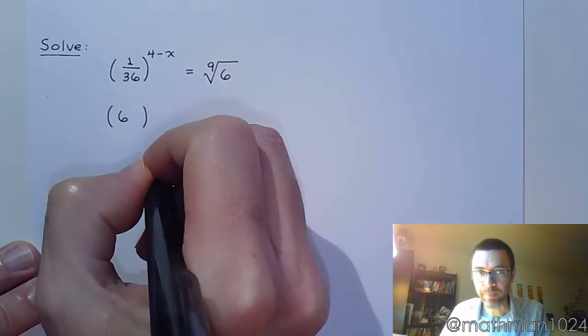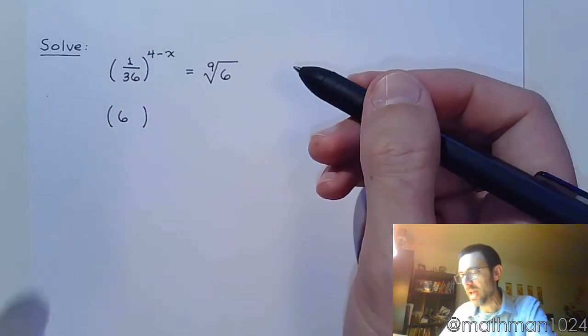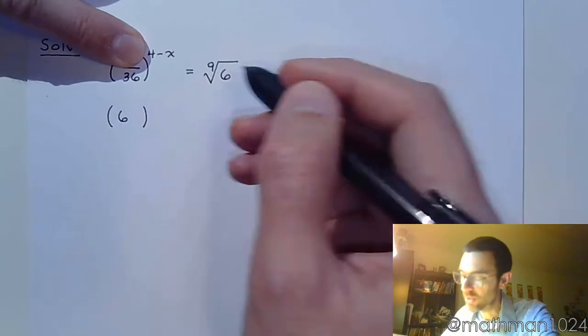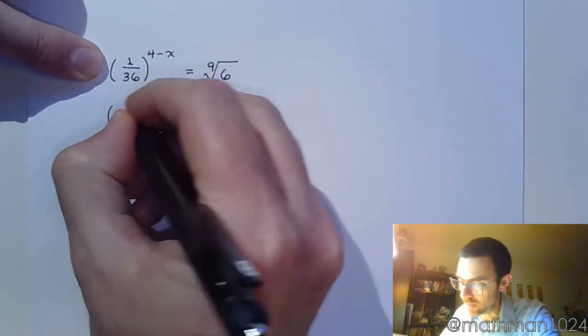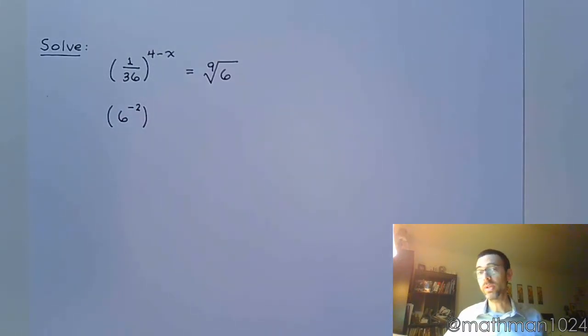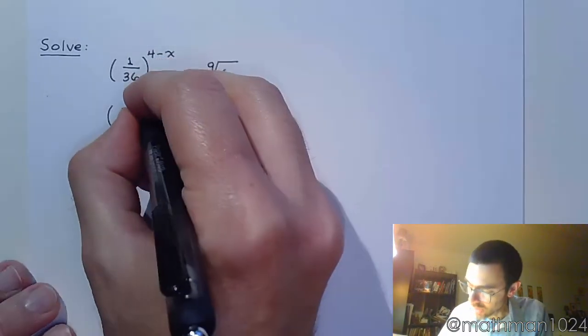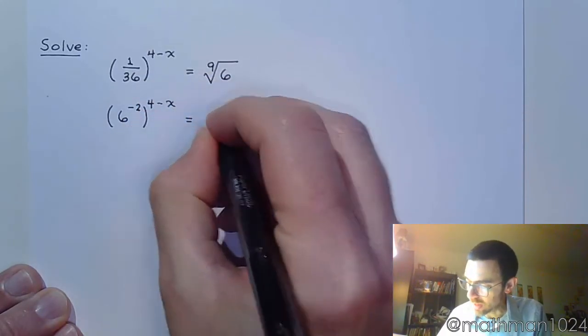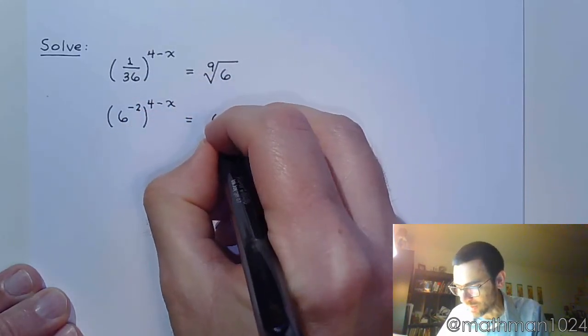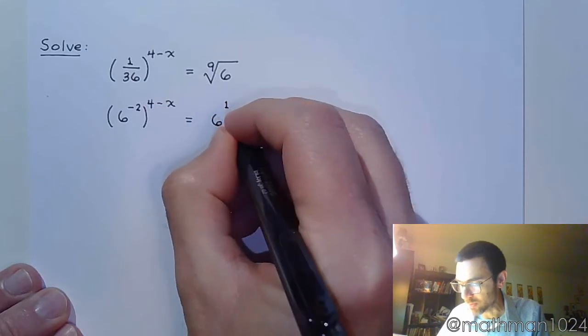Now here's the thing. If I just had 36, you would say 6 squared. But since it's in the denominator, that means it's a negative power. So we're going to say 6 to the negative second. And this is raised to the 4 minus x. On the other side, well, inside there, that's just 6 to the first.